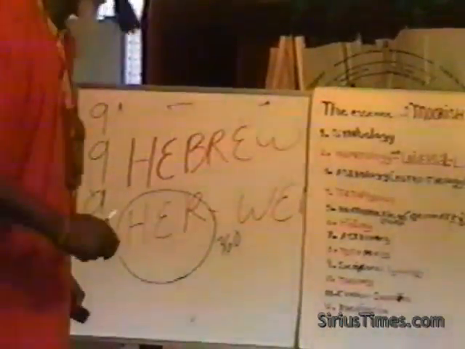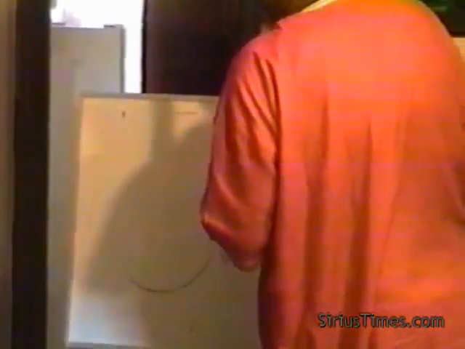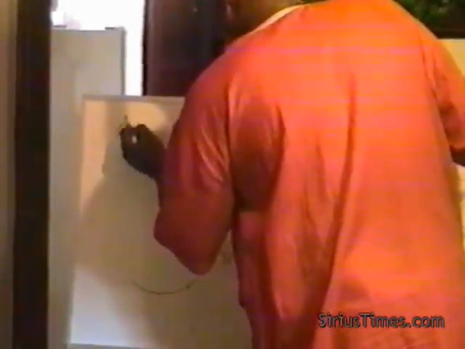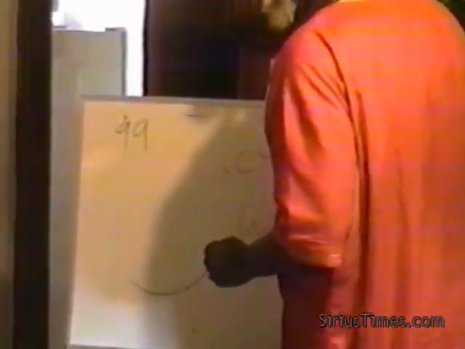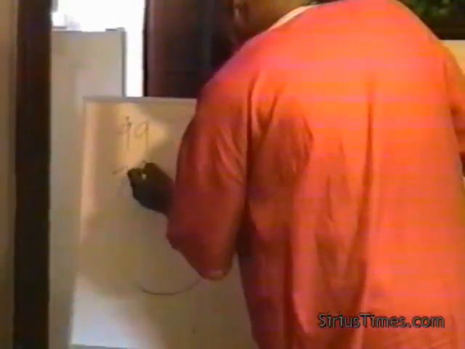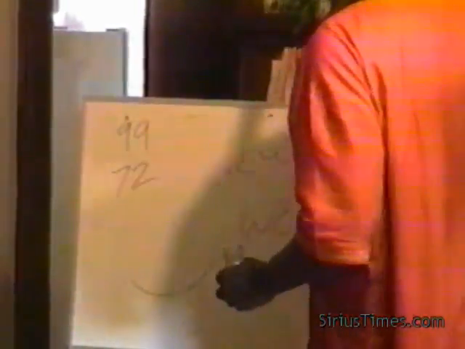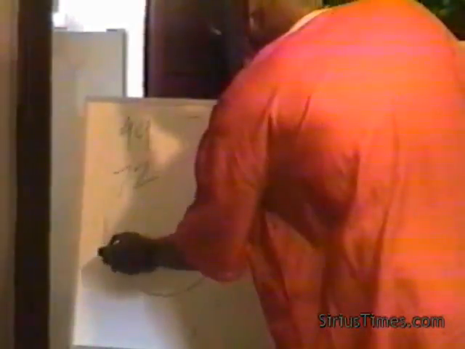How many names are in the Quran? Come on, Muslim. 99. Thank you. How many names of God are in the Torah? Come on, Hebrew. 72. How many names are in the Bhagavad Gita?